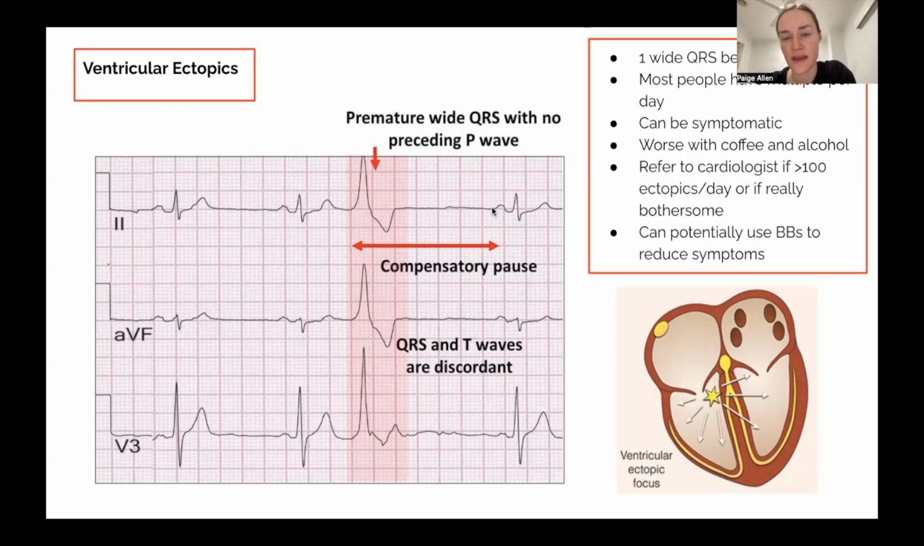During that time, it can look on ECG kind of like someone's having a heart block, but you'll know that it's not because it'll be this wide QRS that is preceding it. So don't get that mixed up with a heart block. In terms of what to do about it, if they have more than 100 in a day, then that can be justification to refer them to a cardiologist. But if it's less than that, generally you wouldn't do anything. And you can potentially use beta blockers to reduce symptoms, but that's probably up to the cardiologist.